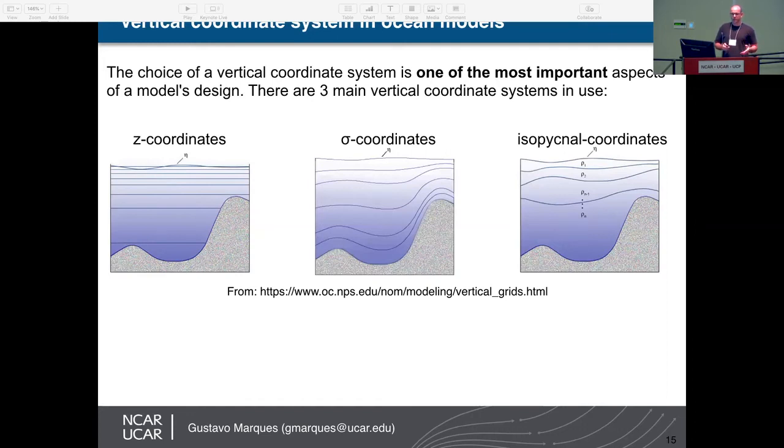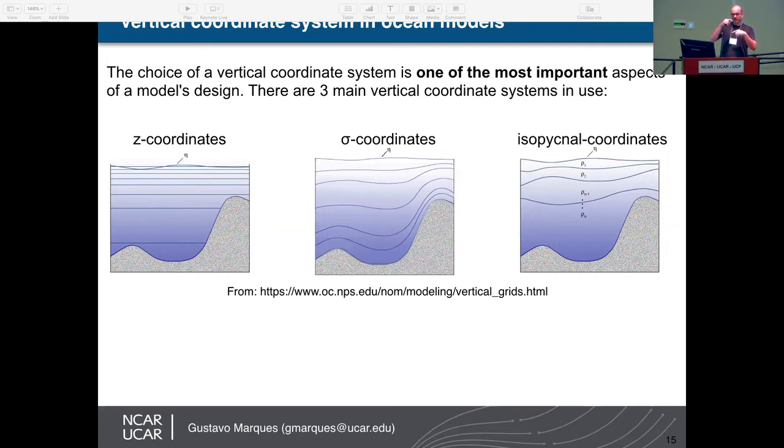Most of the models use the Z coordinate, so the first one on the left. The main advantage of this coordinate is, basically your coordinate is a function of depth. And you can specify the resolution on the water column where you would like, and that resolution will be fixed throughout the simulation. The advantage of this is, in locations where you have a lot of mixing, near the surface, you can put a lot of points there and represent the processes happening there well.